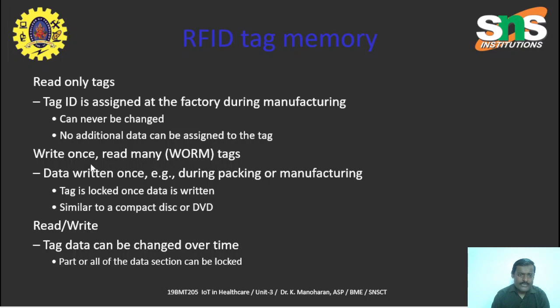The second type of memory is write once read many. This is also ROM, but a programmable ROM. Programmable ROM means one time it is programmable and afterwards we can only perform read operations. That's why it is called write once read many, WORM. Write once and we can read many times.